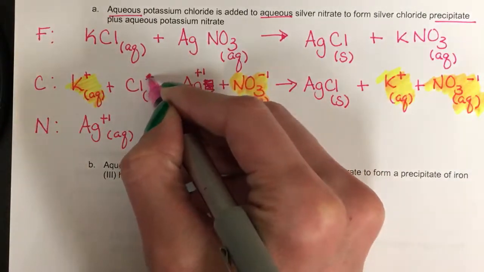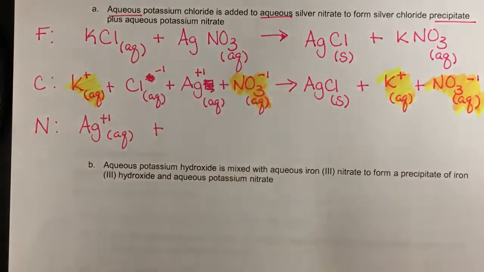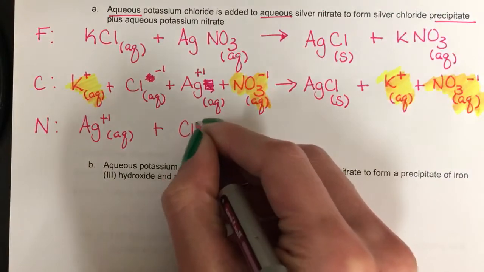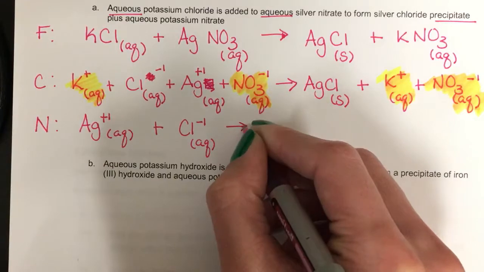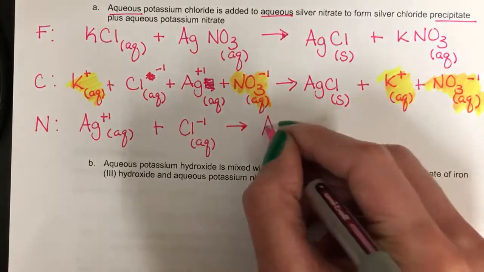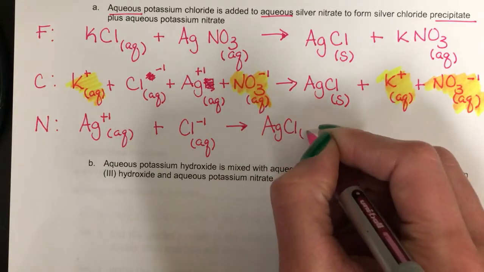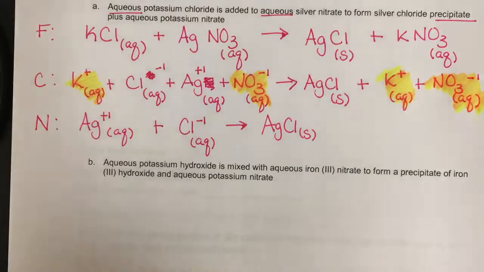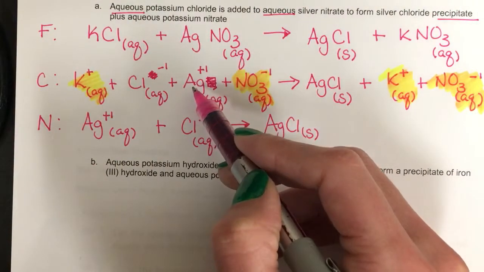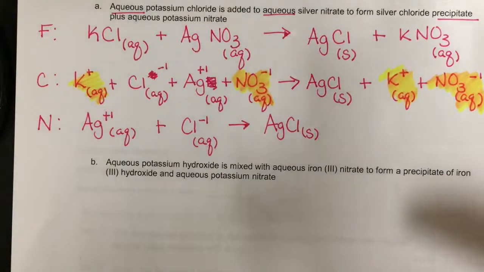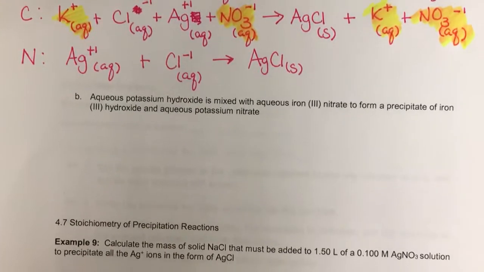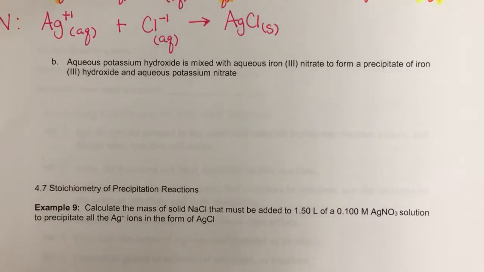Reacting with, oh, that's a mistake. Cl was a -1. My fault. Cl -1, which was also aqueous. And it's going to form AgCl solid. Formula, complete ionic, net ionic. Okay? So take a second and try to solve example B. Make sure you're keeping track of charges because the charges won't all be +1 here.